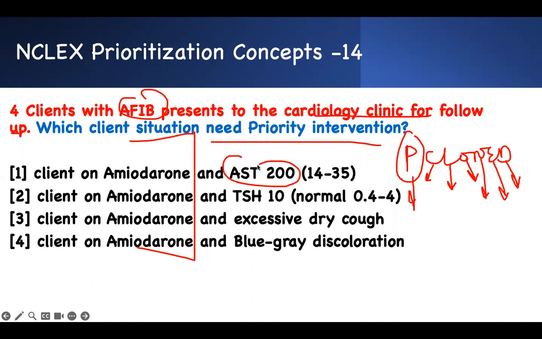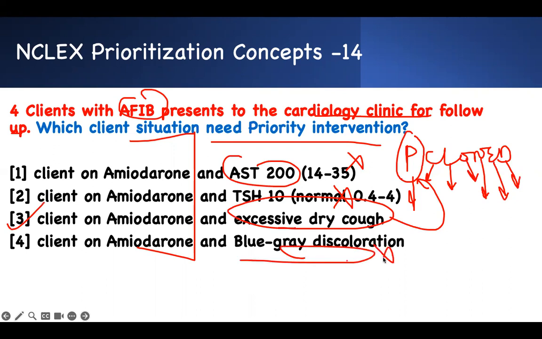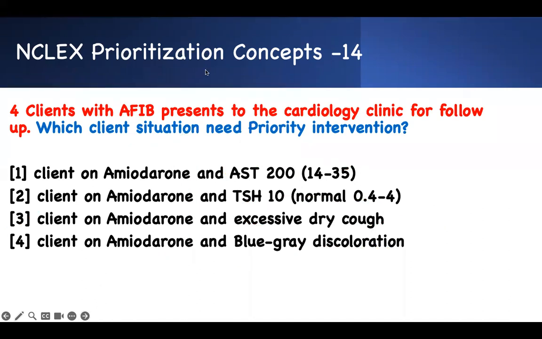Therefore, AST is the liver problem. Don't worry about it. TSH is the endocrine. Don't worry about it. Excessive cough, yes, that's pulmonary symptoms. That's a problem. Dermatitis, don't worry about it. Worry about being cloned. That's your pulmonary symptoms. So number 3 is your friend.